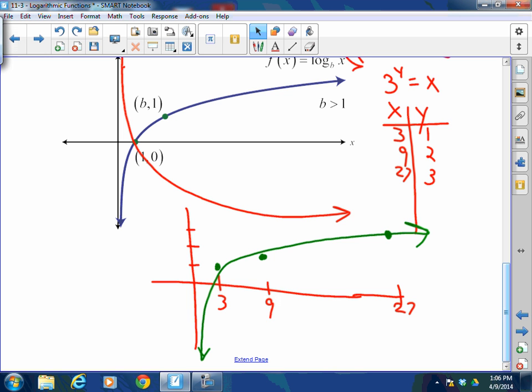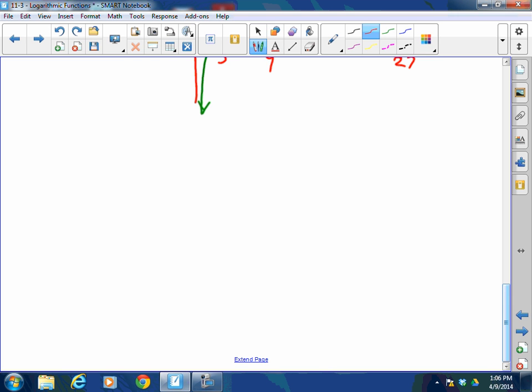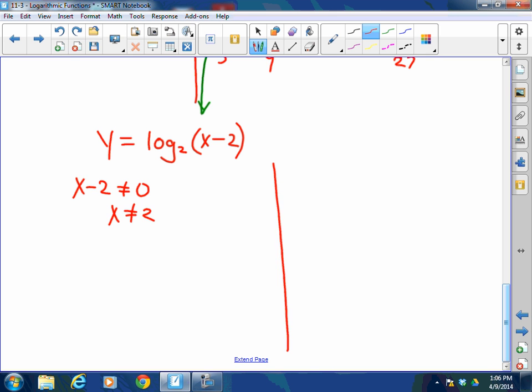The question was, what happens if I have an h number? Look, let's say I tell you y equals log base 2 of x minus 2. First thing you want to do, I'm going to set x minus 2 not equal to 0. So x cannot equal 2. So what does that mean? That means that 2 is now my asymptote. That is the line that I cannot cross. You with me here, guys?